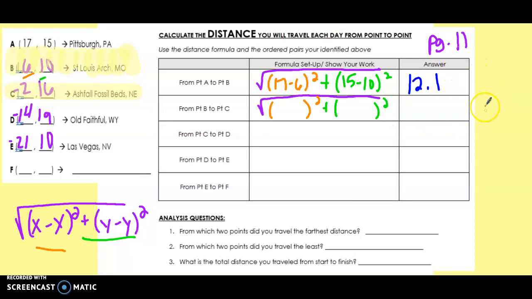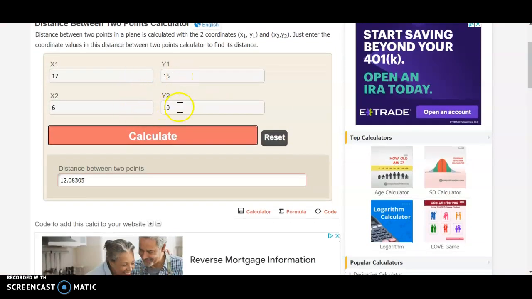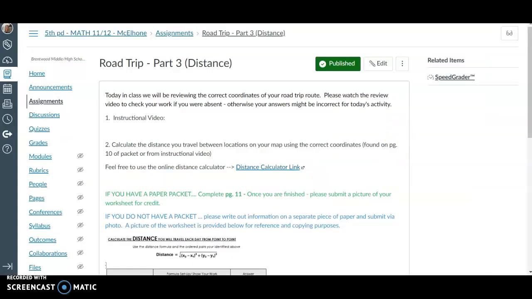So I'm going to go ahead and leave these open. I'm not going to work through all of them together. But again, you're filling in your formula, showing me the correct setup, and then using that online calculator to plug in your values to get your answer. So the calculator online does all the dirty work.